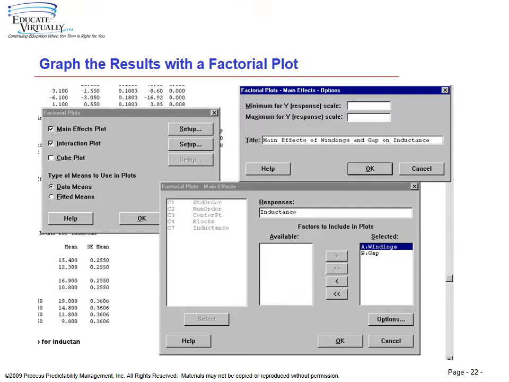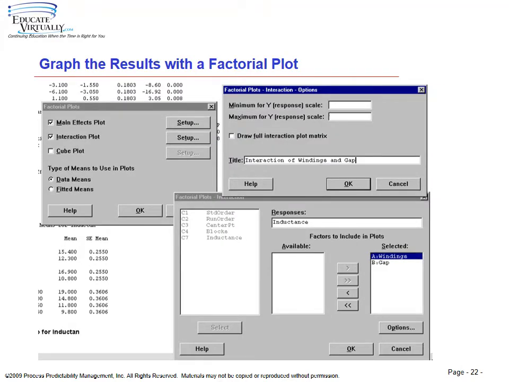You have to push the setup button for the main effects plot, and that'll allow us to select the response that we're going to do our graph against. In this case, it's the inductance values. We take the available terms and we move them over to the selected terms, and in this case it's windings, factor A, and gap distance, factor B. You can also select the options button and give it a title. Once you've done that, click OK and OK, and then we need to set up the interaction.